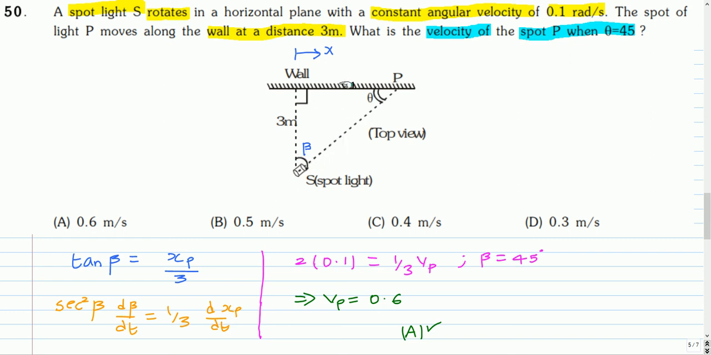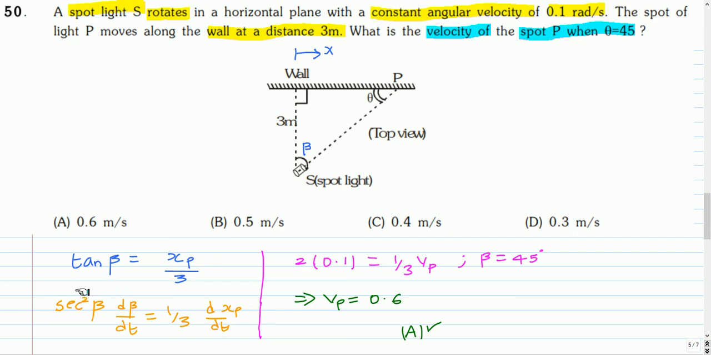So tan beta is xp, and let the origin of the x-axis be at this point, and the x be measured in the direction towards the right. So this distance is xp. So tan beta is xp by 3. As the thing is rotating, beta will change with time, and xp will also change with time.